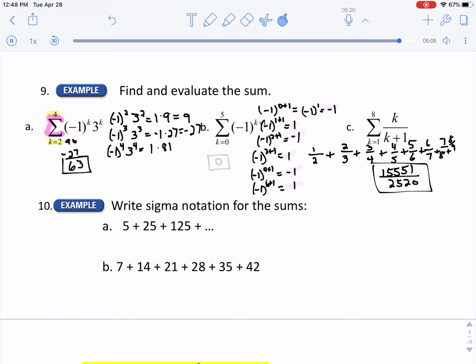Now we're adding these together. So when we add these together, we've got a negative 1 plus 1, which is 0, and another negative 1 plus 1, which is 0, and another negative 1 plus 1, which is 0. So the answer to B is 0.